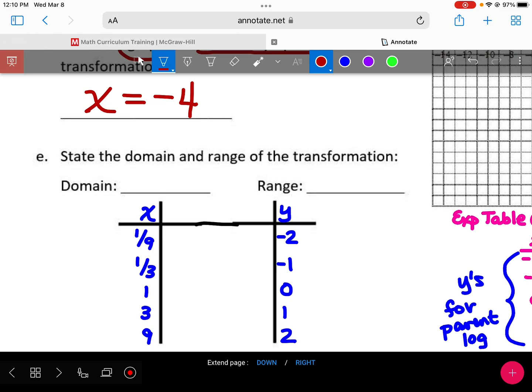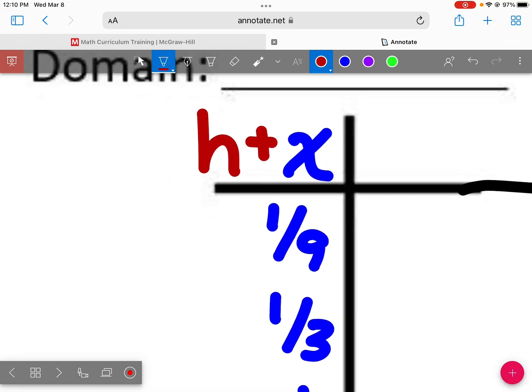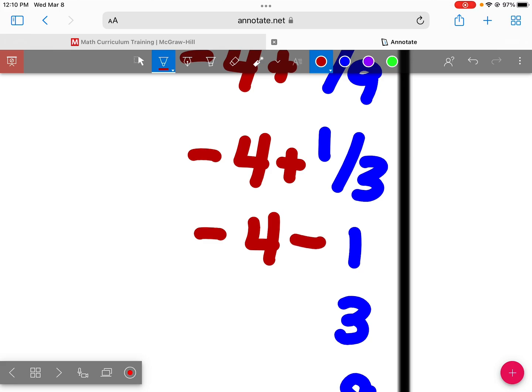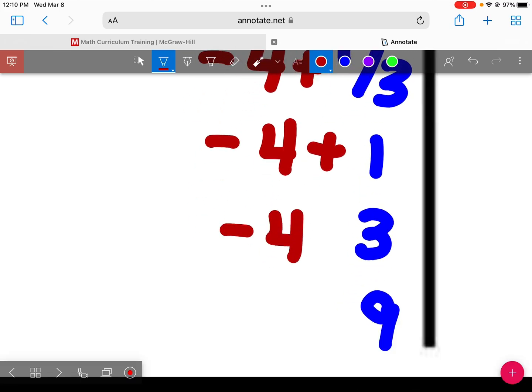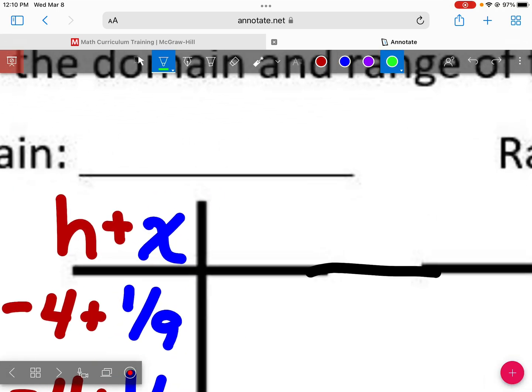Which things affect my x values? Would that be left, right, stretches, compressions? Left, right? That's which value? H. We take h, add it to the x's. So I'm taking -4 and adding it to each of these things. So that's what I do to get my new x's.